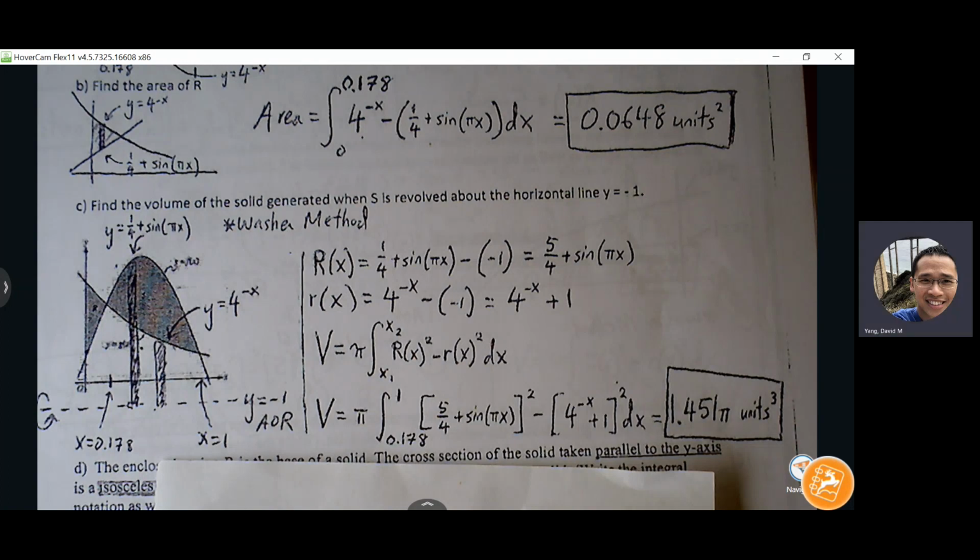Right, careful with that -1, right? Minus -1, minus -1, it's going to turn to a positive. And with the washer disk method, we do square our radius. Make sure that you're squaring your radius separately, that you don't do big R minus little r and then put a big exponent around it. Okay, that's not good enough. We have to square the radius separately.